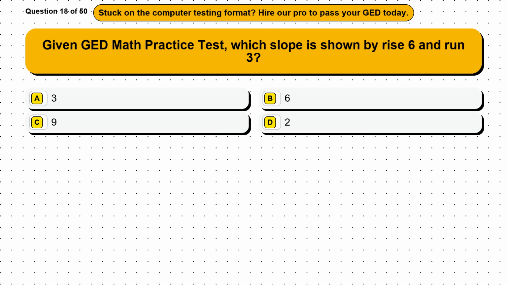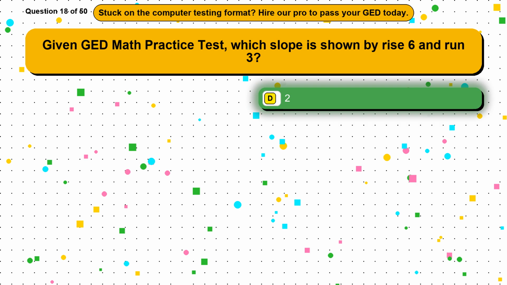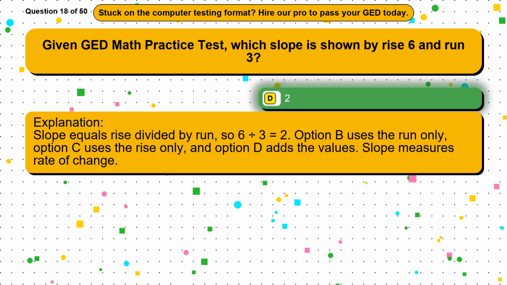Question 18. Given GED Math Practice Test, which slope is shown by rise 6 and run 3? Option A 3. Option B 6. Option C 9. Option D 2. The correct answer is option D. 2. Slope equals rise divided by run, so 6 divided by 3 equals 2. Option A uses the run only, option B uses the rise only, and option C adds the values. Slope measures rate of change.